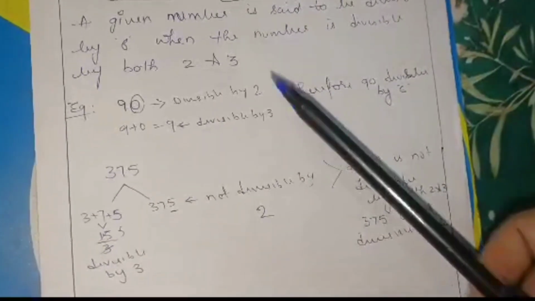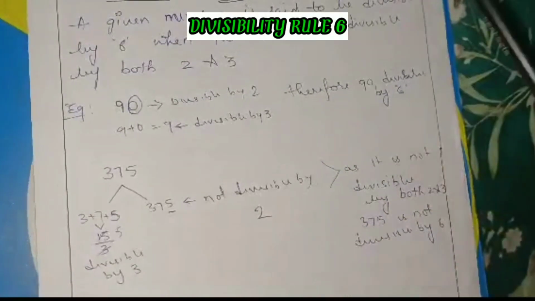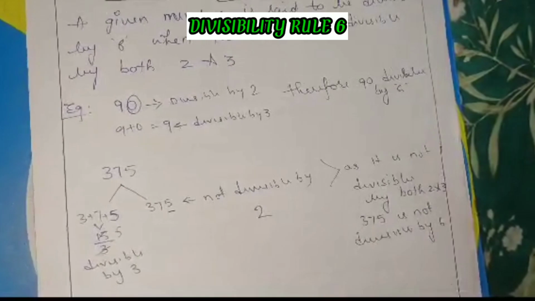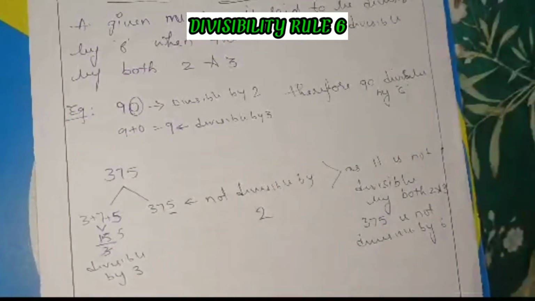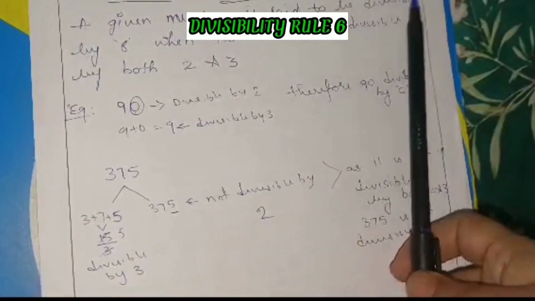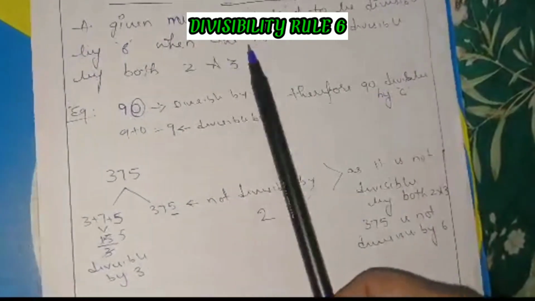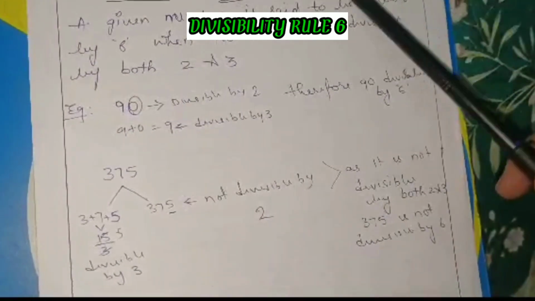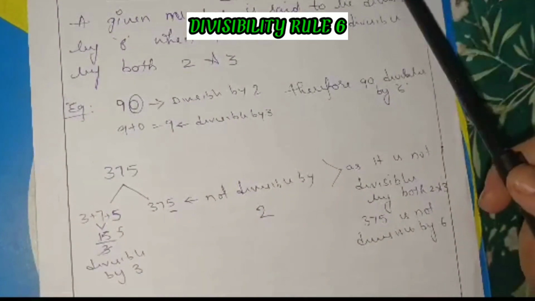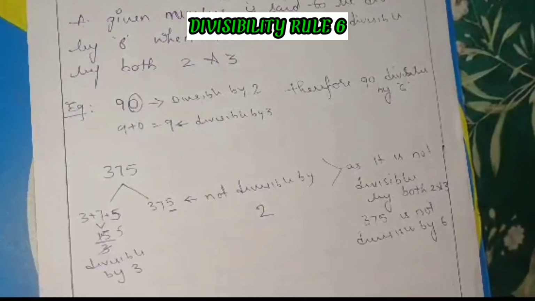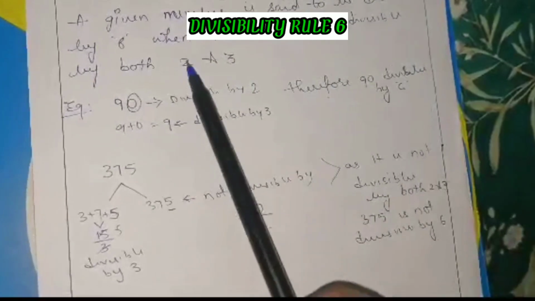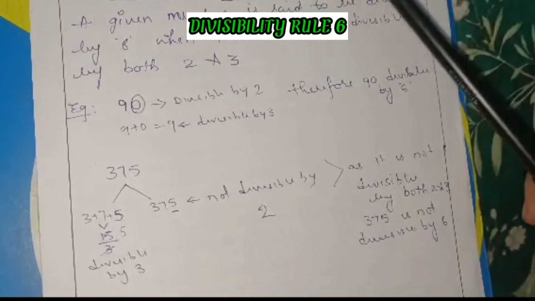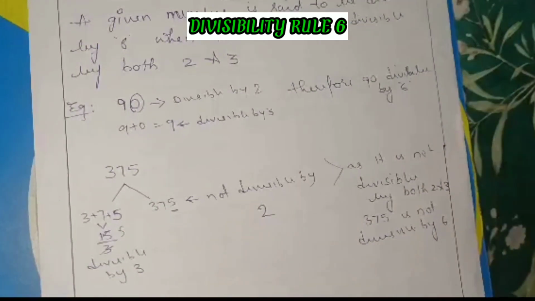Now we are going to find out the divisibility rule for 6. What is the trick or method we will use? A given number is said to be divisible by 6 when the number is divisible by both 2 and 3. So to say this number is divisible by 6, it needs to obey two rules. That is, the given number should be divisible by 2 and 3. Then only can we say that the given number is divisible by 6.